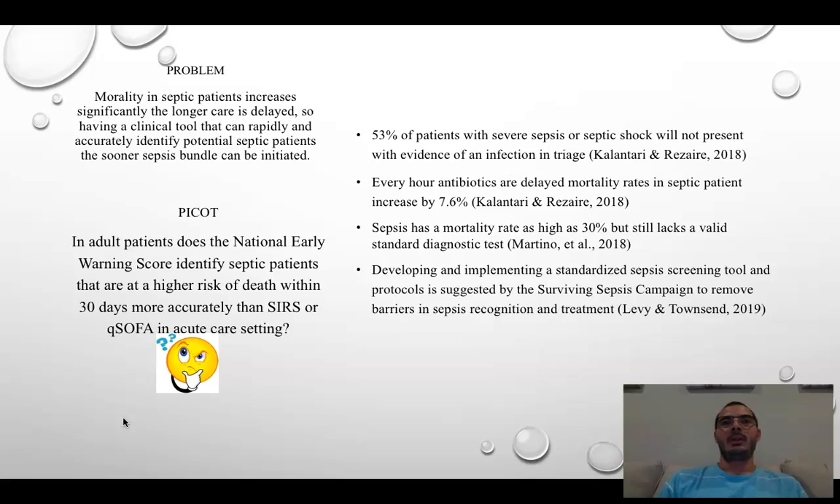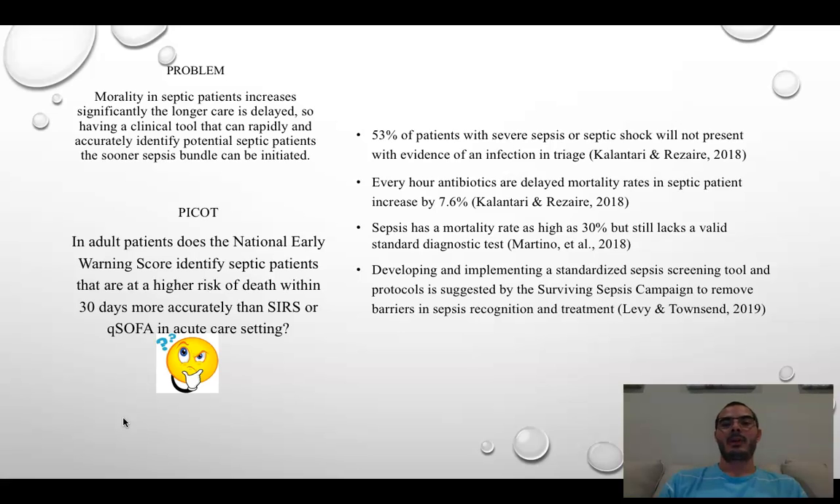Due to the reimbursement rates from insurance, from the Center of Medicare and Medicaid, and Surviving Sepsis campaign, all these core measures are put onto the ED in order to get the reimbursement rates and increase or decrease mortality rates. As you can see here, every hour antibiotics are delayed, mortality rates in septic patients increase by 7.6%.